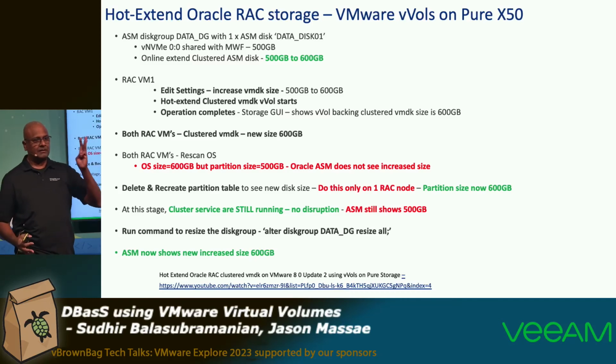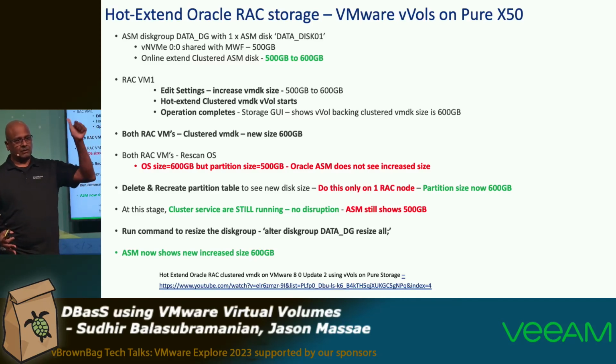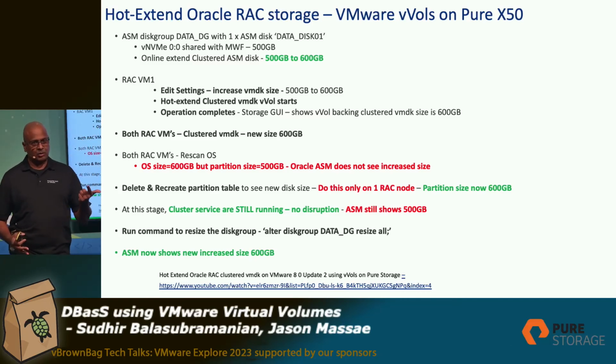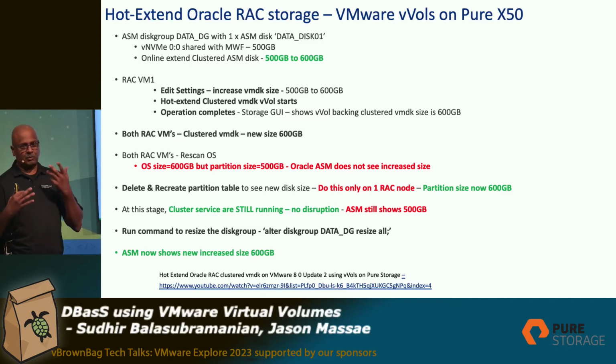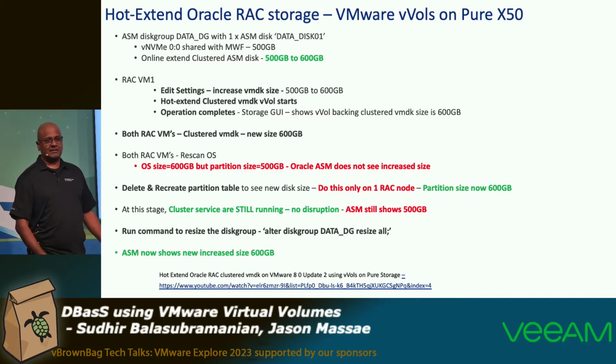So you got to do it at 3 different levels or 4 different levels, right? The VMware level, make sure on the storage level, yes, it's increased. VMware will report that. On the operating system, you scan the bus. You see the old size, increase it to the new size by recreating the partition. Once you're done, on the ASM side, just run the command.